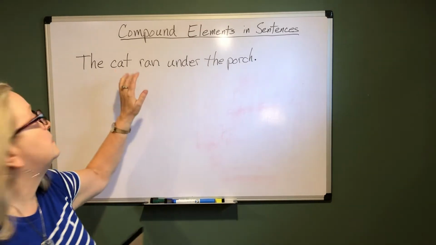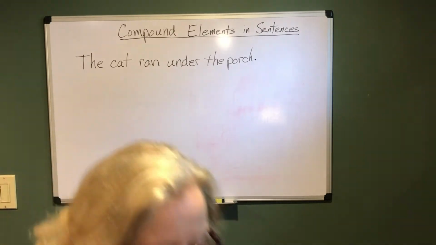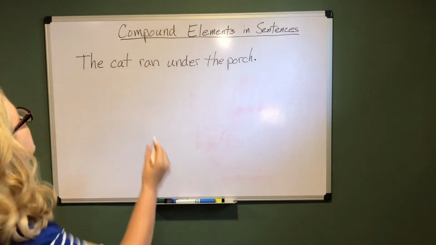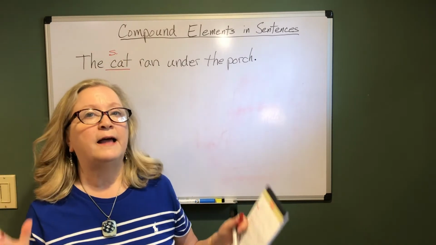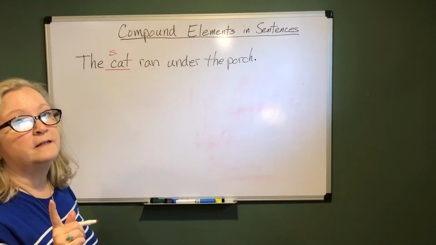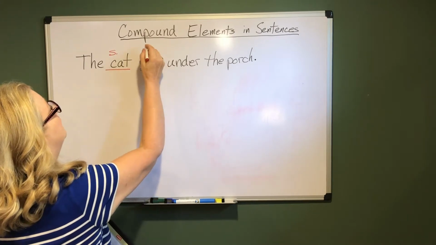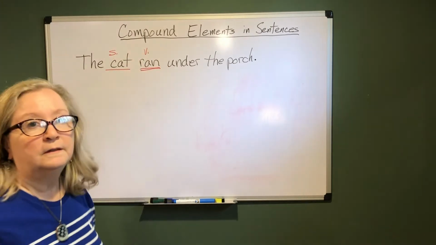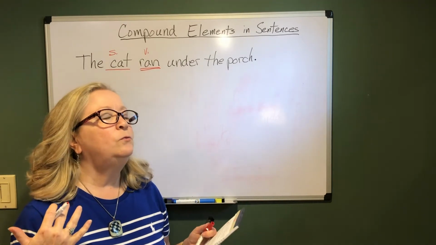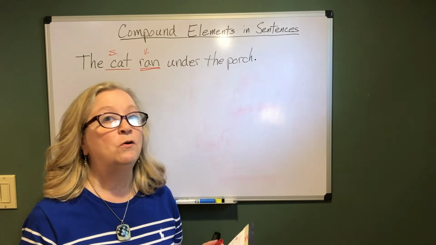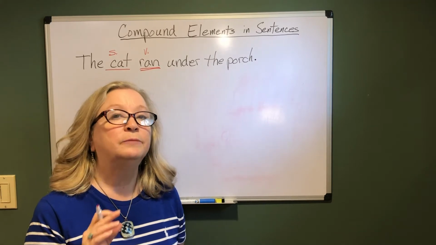This is our simple sentence. This is the cat ran under the porch. Okay, now we know the subject of the sentence is the cat, right? And what did the cat do? I'm going to give you a second to think about it. But the cat ran. Okay? Subject and verb. All right, remember a complete sentence always has a subject and a verb. And if you don't remember what they're called, that's okay. The main thing you have to remember is that a sentence conveys a complete thought.